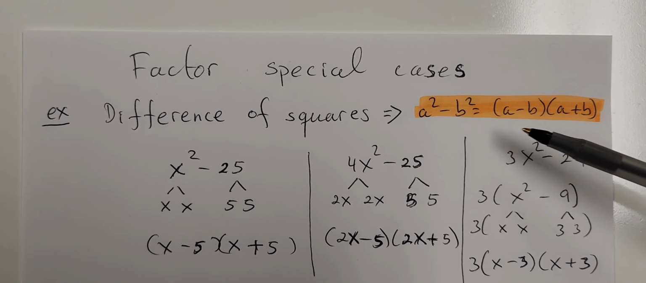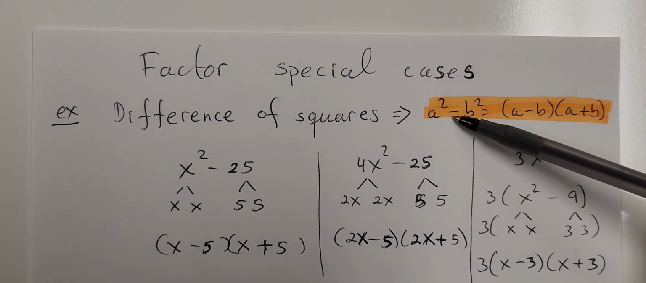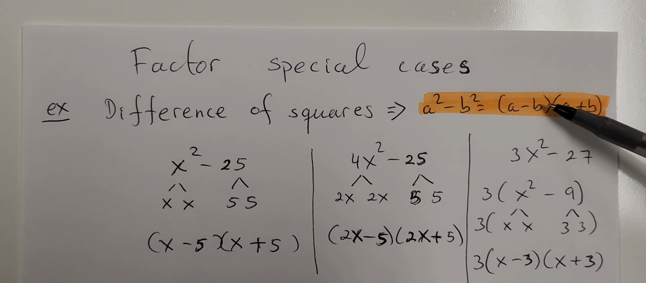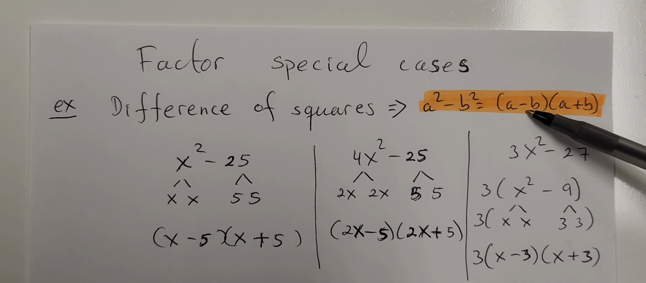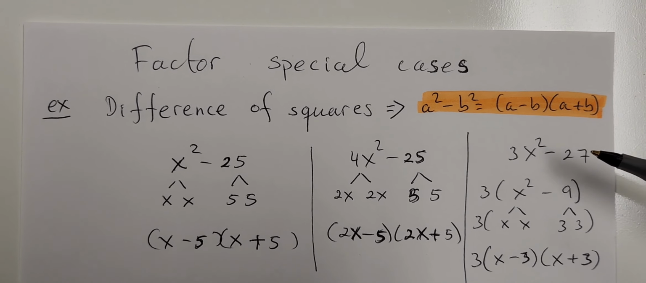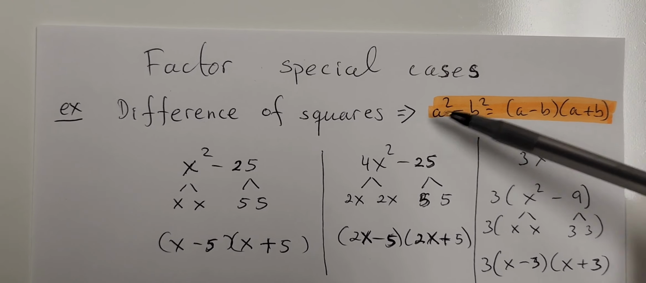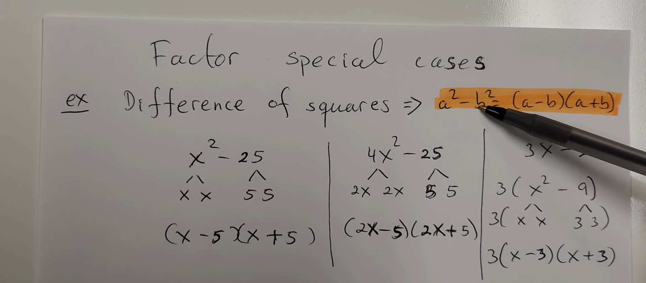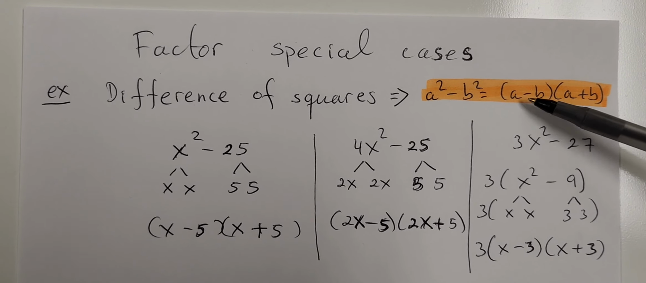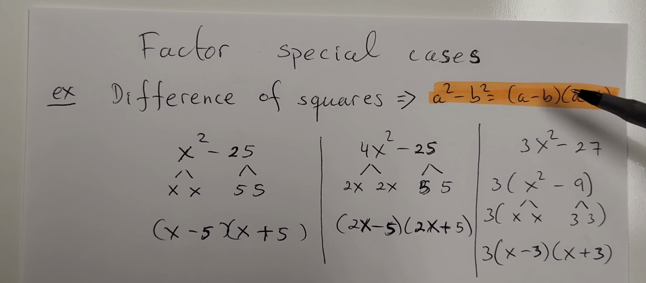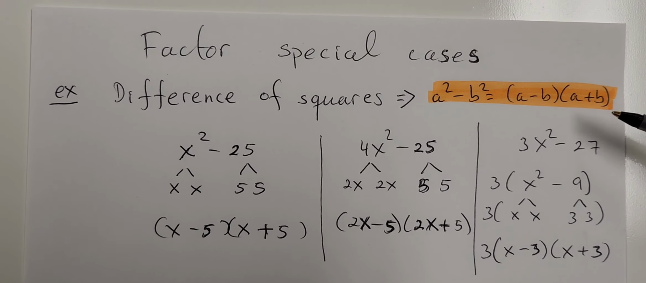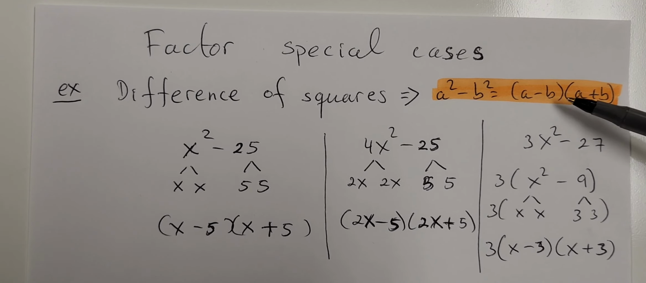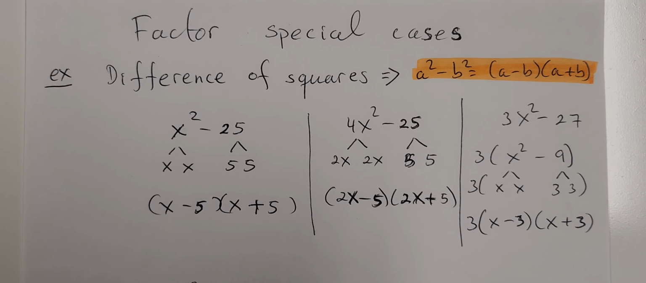Be careful, if I have a squared minus b squared, then I can factor it into one minus and one plus. One more time, if I have a squared minus b squared, then I can factor it as a minus b, a plus b. Okay, so be very careful of that. Here I have 3 examples.